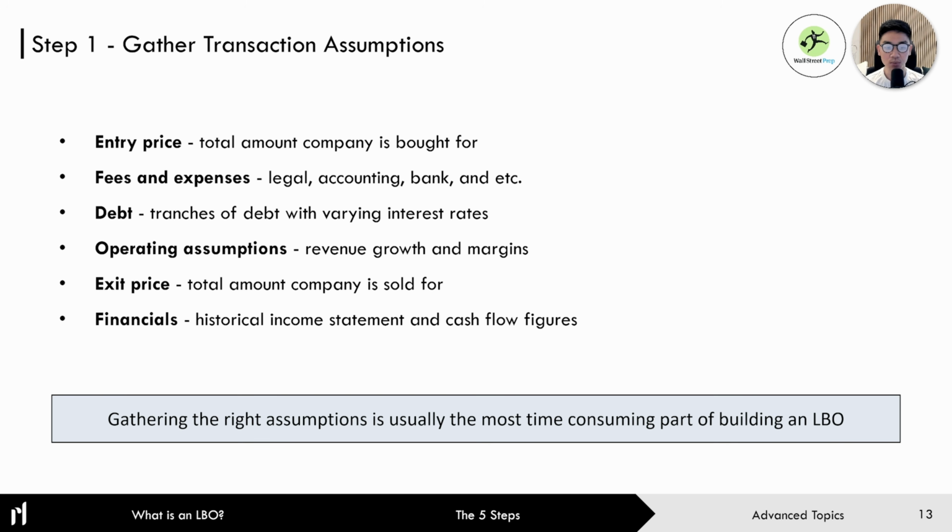The exit price, which is the total amount a company is sold for. Basically here, you're trying to figure out what multiple you'll use in order to exit the company. And then financials, which are things like historical income statement and cash flow figures. And gathering all of these assumptions, making sure that they're really, really accurate, is usually in the job one of the most, if not the most, time-consuming parts of building out an LBO.